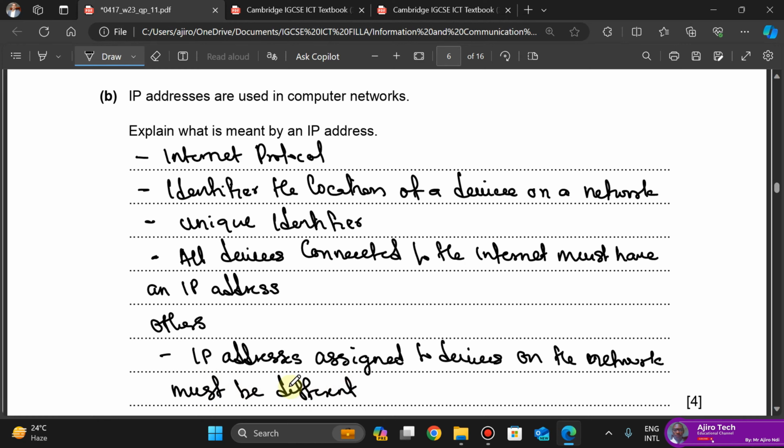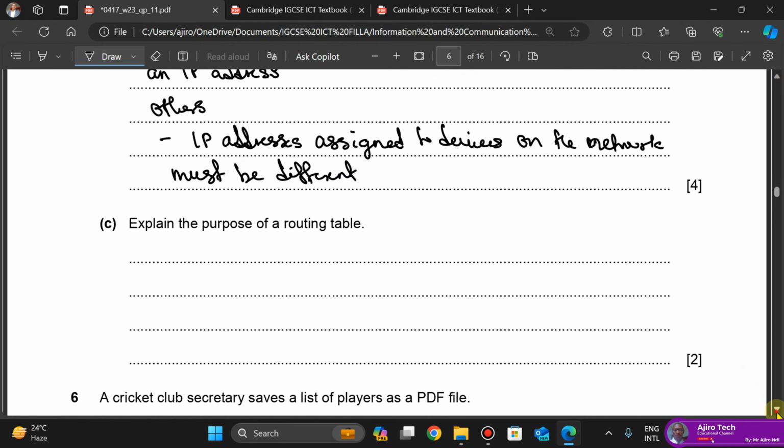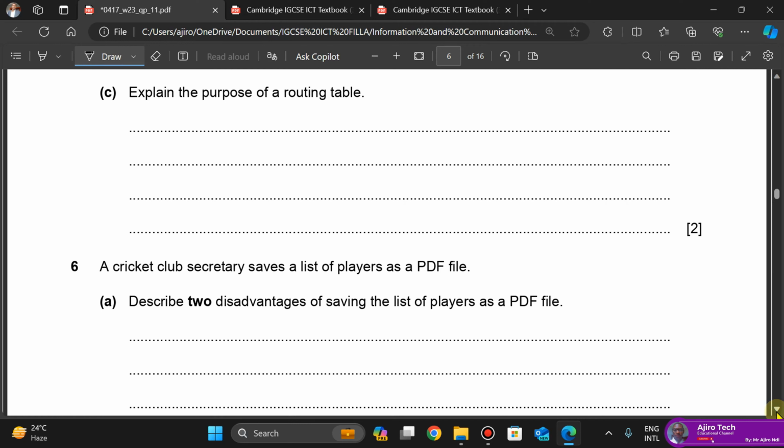I apologize if the video is taking too long. The whole idea is to explain the whole concept to you. Explain the purpose of a routing table. This is also chapter 4, talking about the router. The router has a routing table. Now, what the routing table does, the first thing that comes to mind, is it stores the IP addresses. That is what the routing table does, right?